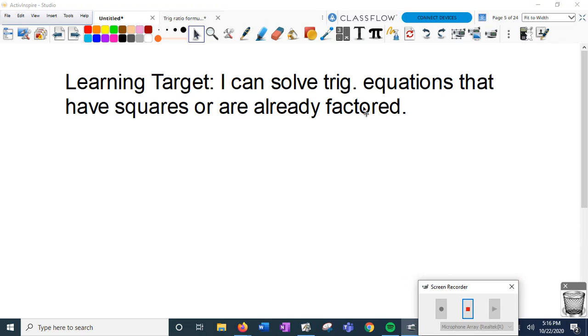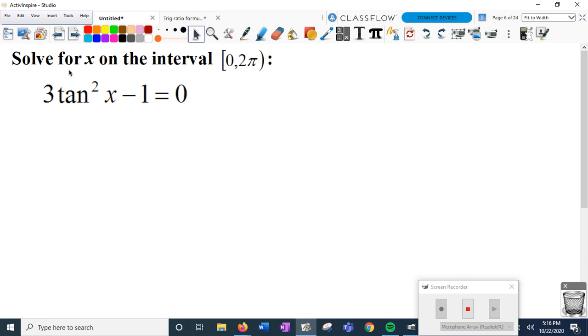As we continue to talk about solving these trig equations, today we're going to hit some trig equations that are going to have squares in them or something that they're already factored. We'll talk about what that means as we go. But I want to take a look at the very first one. If you compare it to what we did today in class, I want you to notice a difference. It's got a square on it, so we're going to have to address that.